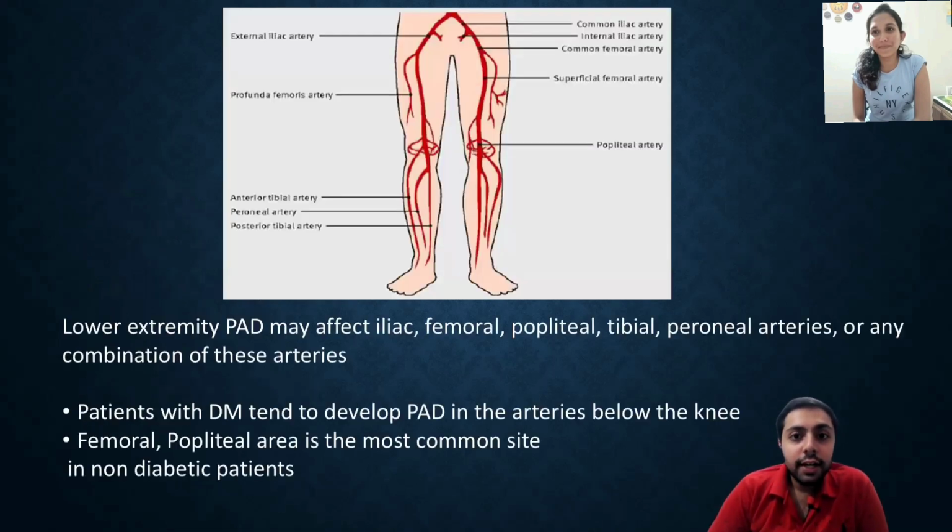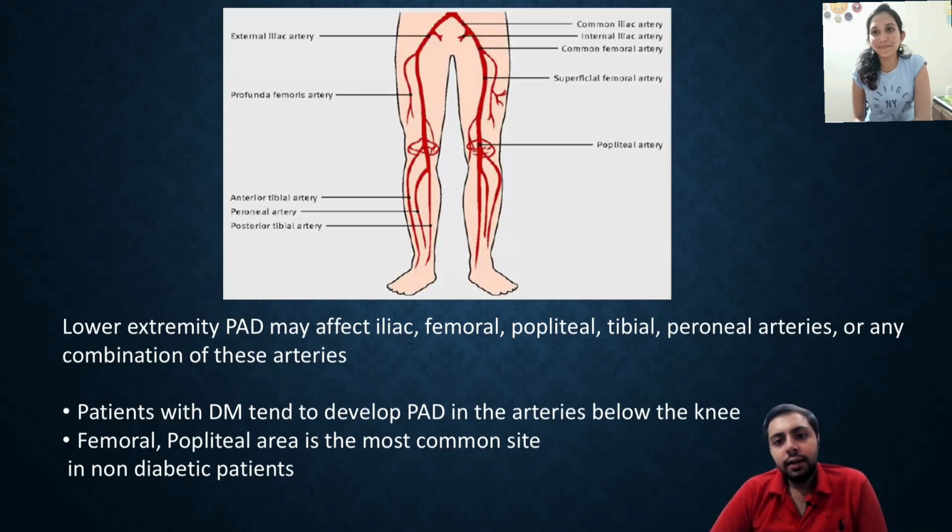Then yeah, these are all the arteries. Consider the anatomy in this case. The common iliac artery divides into two, internal and external iliac. And again, the external iliac will form the common femoral artery. It will divide into two, superficial and deep. And again, the deep femoral artery will form the popliteal artery.